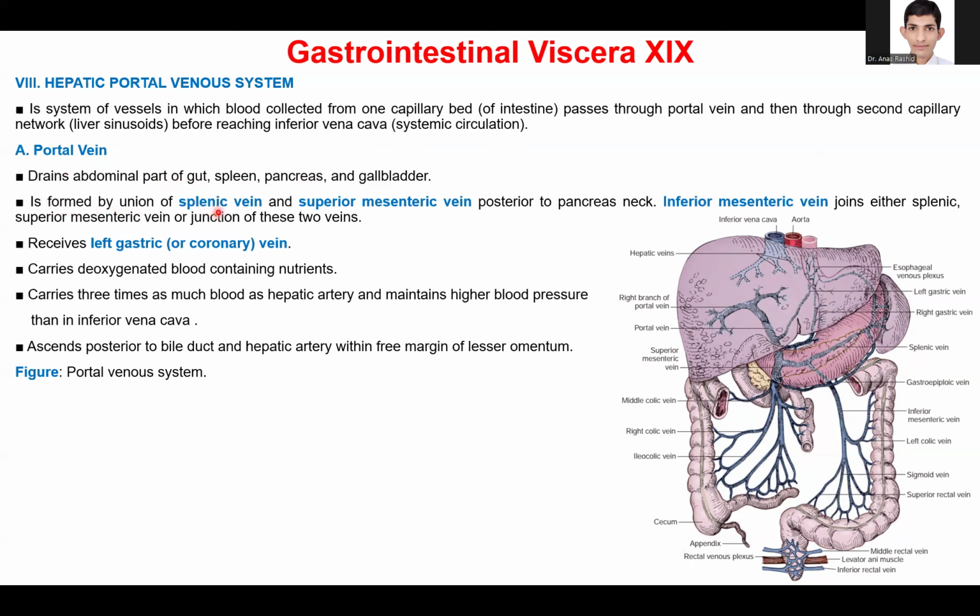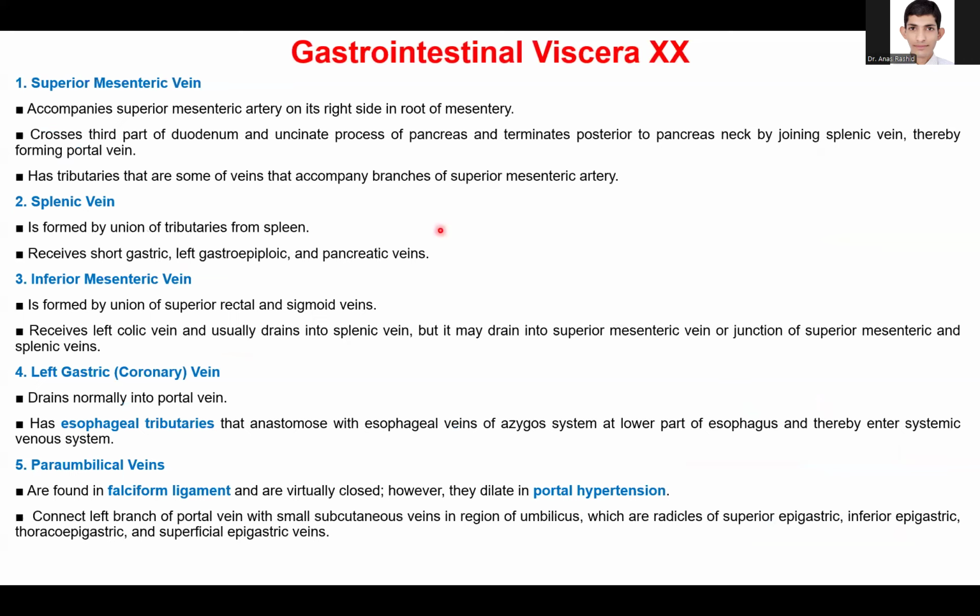It is formed by the union of the splenic vein and superior mesenteric vein posterior to the pancreas neck. The inferior mesenteric vein drains into either the splenic vein, the superior mesenteric vein, or the junction of these two veins. It receives the left gastric or coronary vein, carries deoxygenated blood containing nutrients, carries 3 times as much blood as the hepatic artery, and maintains higher blood pressure than in the vena cava. It ascends posterior to the bile duct and hepatic artery within the free margin of the lesser omentum. We can see here the portal venous system diagram.